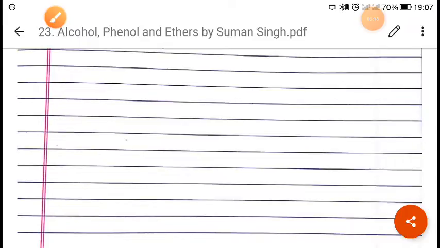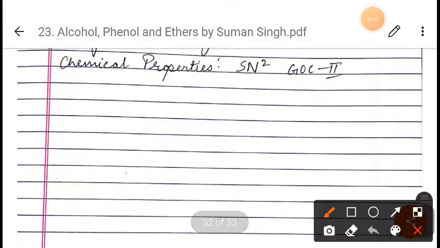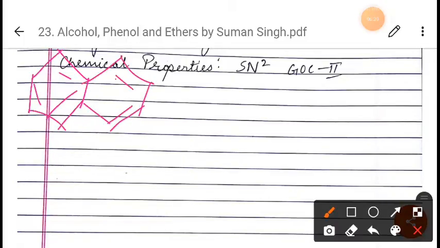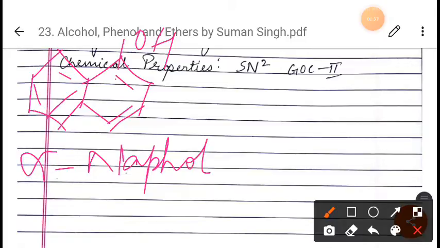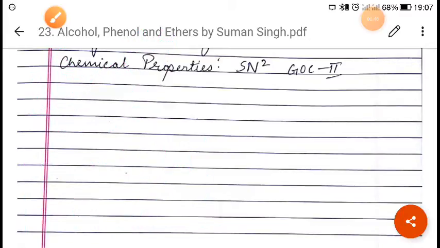Two more examples I will give you. Suppose this is one example. Here OH is there, so what will be the name? Its name will be alpha naphthol, and the IUPAC name will be 1-naphthol. So I hope you have got some idea about the nomenclature.